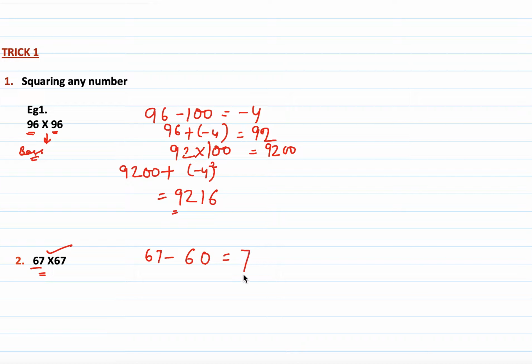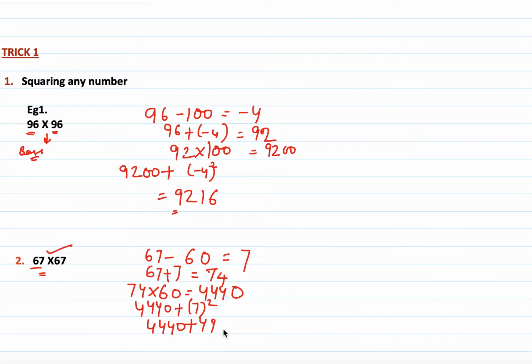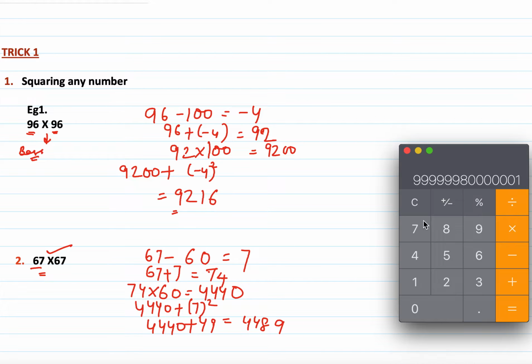So what is 67 minus 60? It is 7, right? So now what you have to do is, you have to add it in this. It will be 74. Now what you have to do? 74 into our base, which will be 4440. Now plus the square of the difference, which is 49, so our answer is 4489. If we have doubt, we can check it.